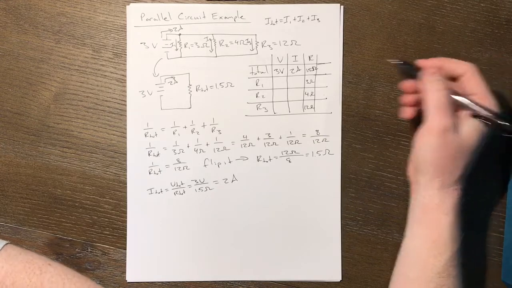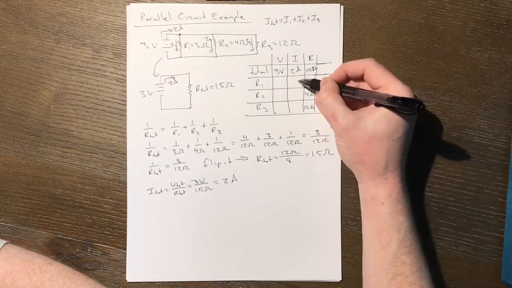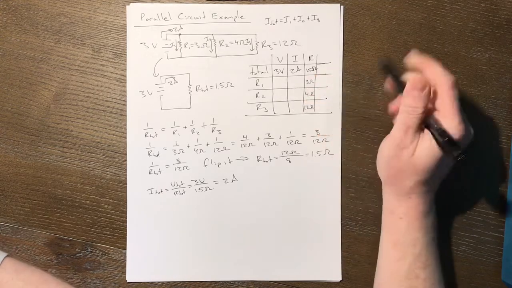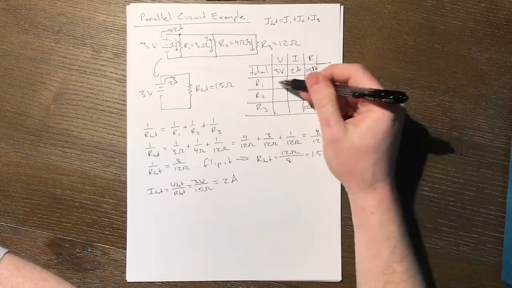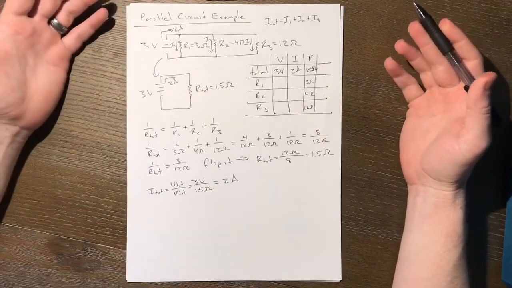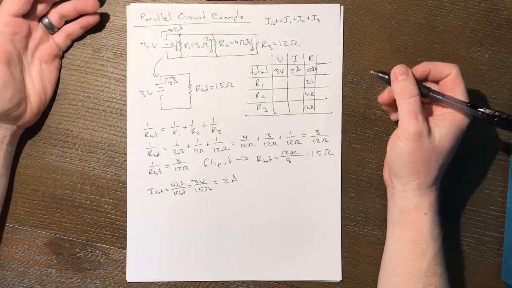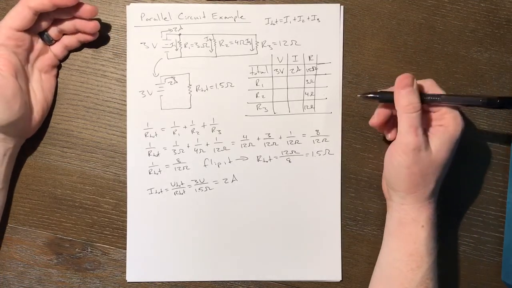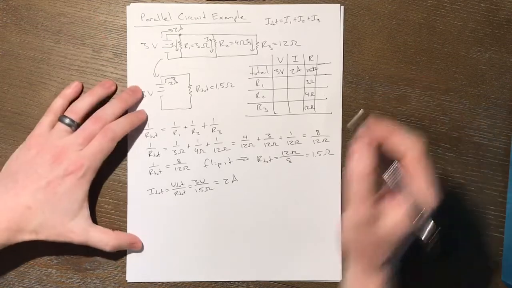All right, but we can't solve for those right now. Those I1, I2, and I3 are missing, and we're also missing the voltages, which means we can't use Ohm's law here. What are we going to do at this point? Well, we turn to our just rules about circuits. There's a special rule for parallel circuits that has to do with our voltage drops.